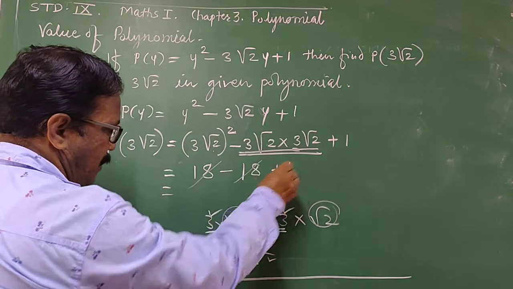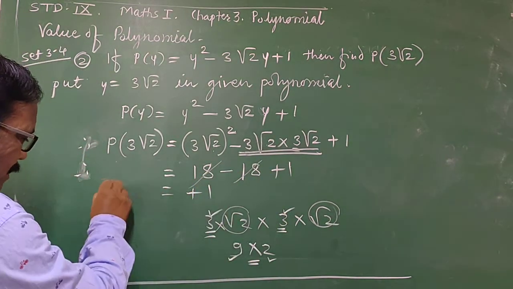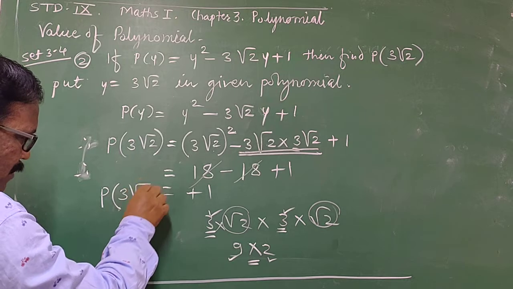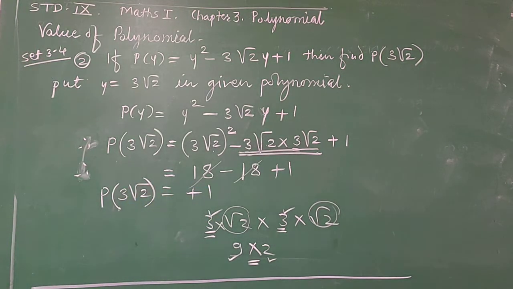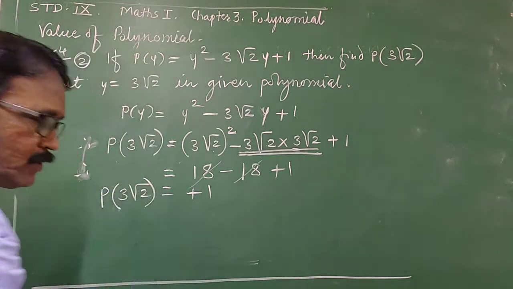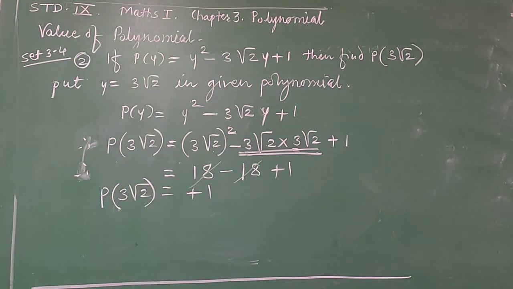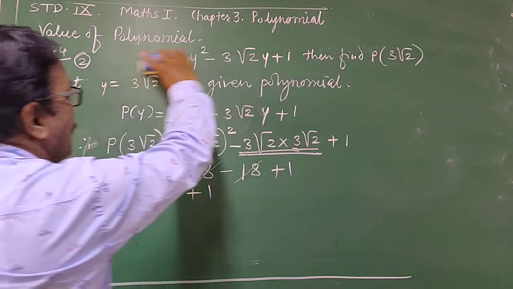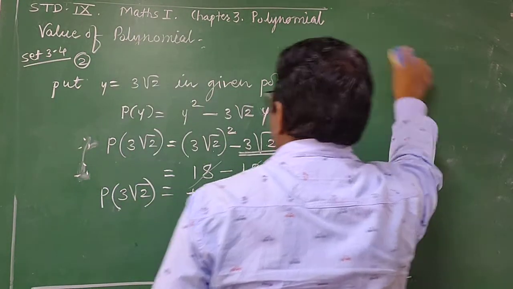So by simplifying we get value of given polynomial, that is plus 1. In this way, this is example number 2 from practice set. Then example number 3.